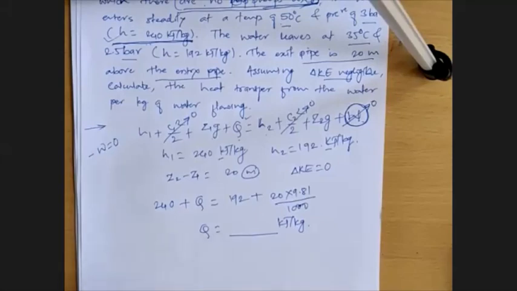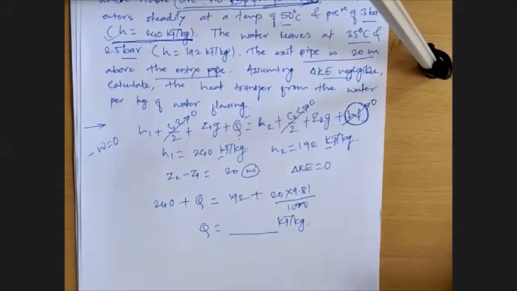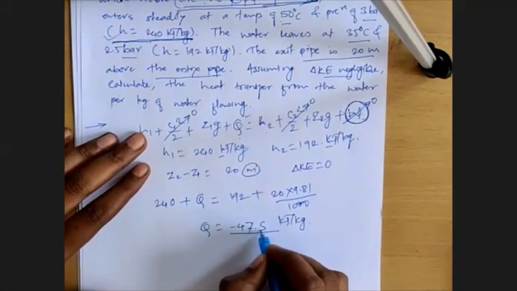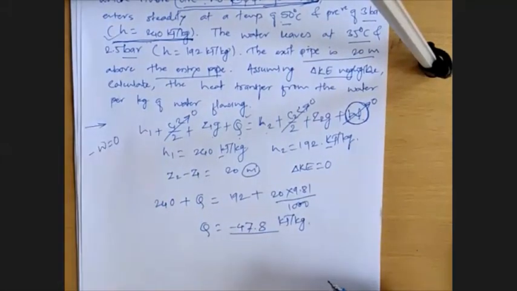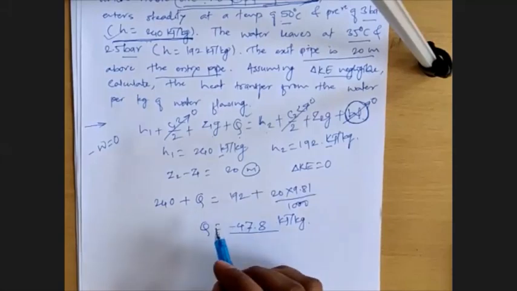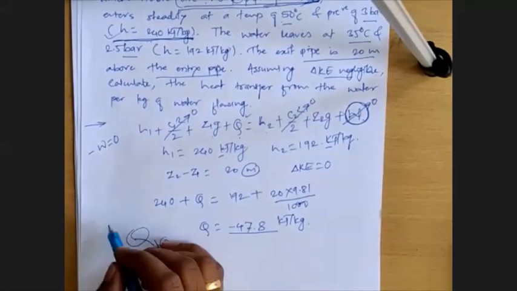Yes, what is the value of Q? Rate of heat transfer. Minus 47.8. Very good. Minus 47.8 kilojoules per kg. The negative sign indicates that heat is going out of the system. Okay.